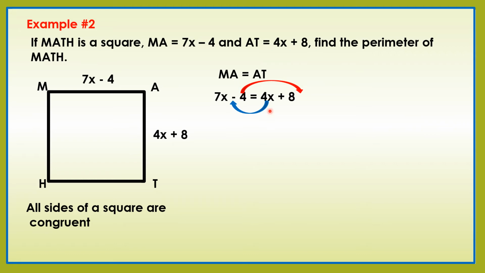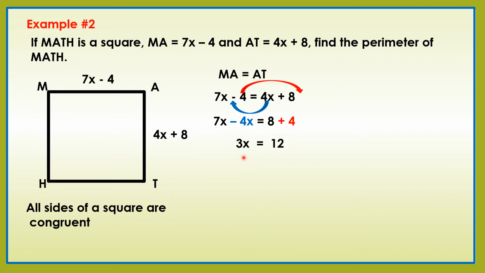So, pag nag-transpose, automatically mag-change ng sign. So, we will have now 7x minus 4x is equal to 8 plus 4. So, minus 4x siya dito kasi positive ang 4x dito. Plus 4 dito kasi minus 4 sa taas. Then, combine natin yung 7x minus 4x. Simplify it, that is 3x. 8 plus 4, that is 12.